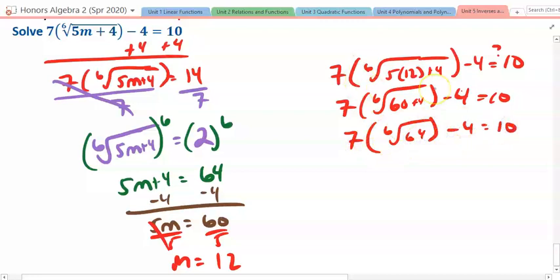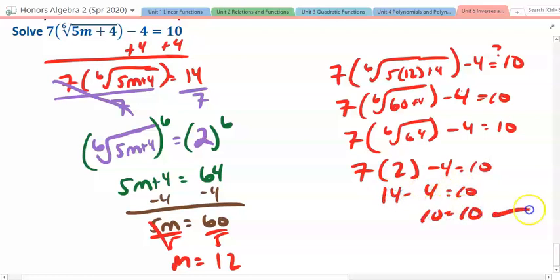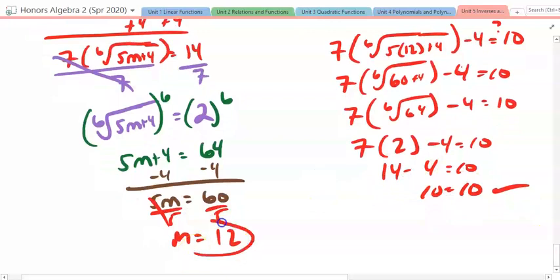The parentheses aren't really required here. It's just helping us keep everything organized. And so the 6th root of 64: what times itself, times itself, times itself, times itself, times itself gives us 64? That is 2. And so 14 minus the 4 does give us 10. And so our solution is that m is equal to 12.